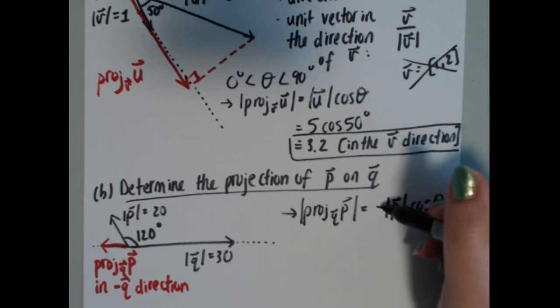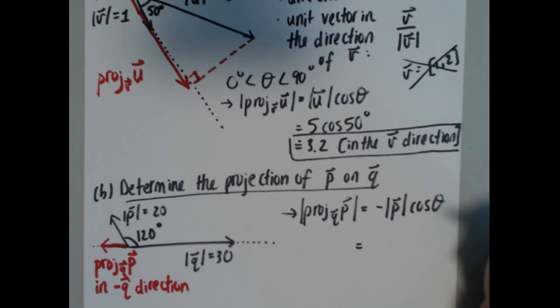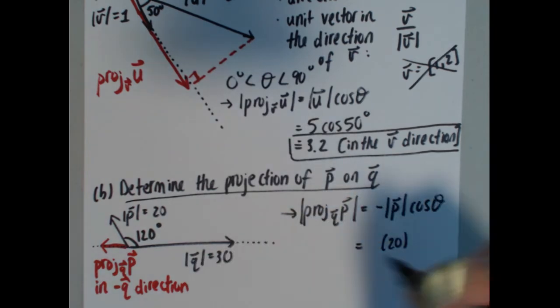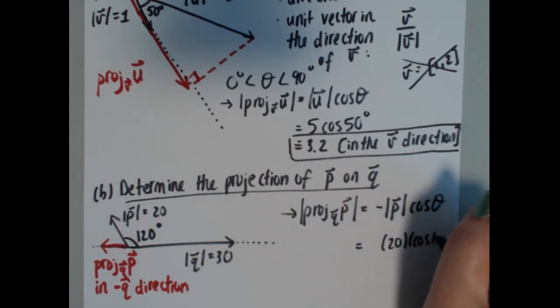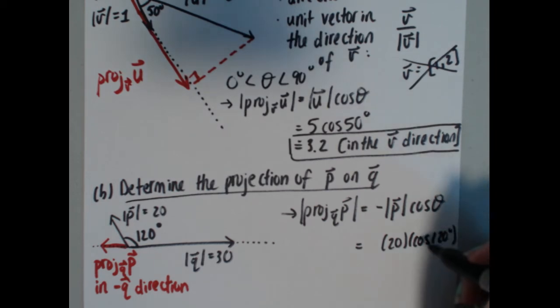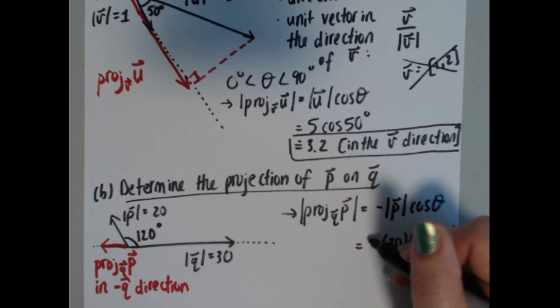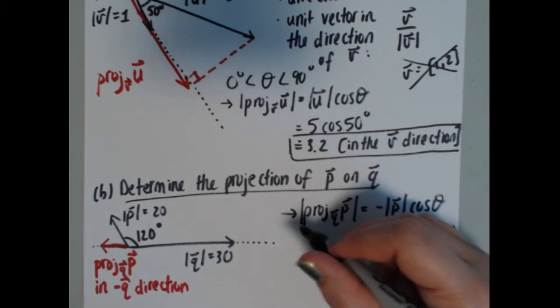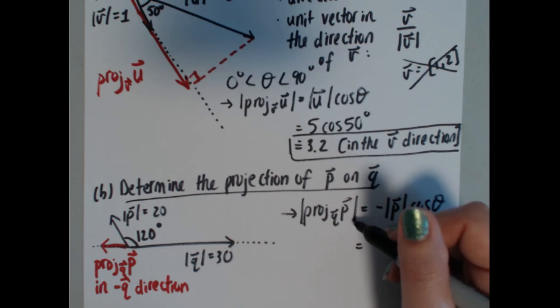If you don't stick in a minus sign, what you're going to see is, well, let me show you. Let's say you didn't stick in the minus sign. The magnitude of P is 20. The cosine of the angle, it's cosine of 120 degrees. Now, cosine of 120 degrees, that's a negative value, right? So if you keep this as positive in front, you'll have a negative times a positive, which is negative. But the projection is a magnitude. It's supposed to have an absolute value. It shouldn't have a negative sign.